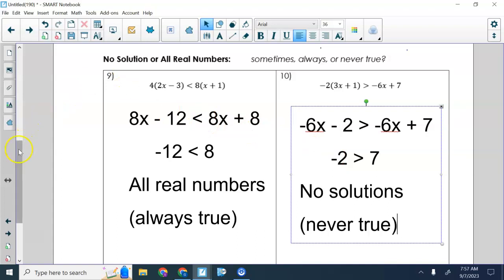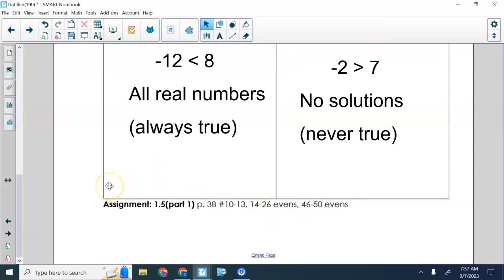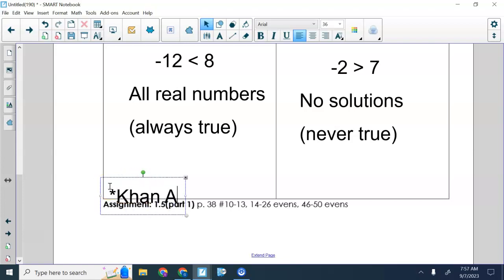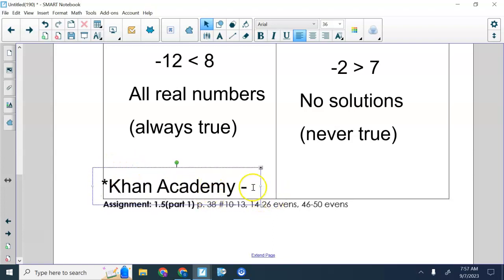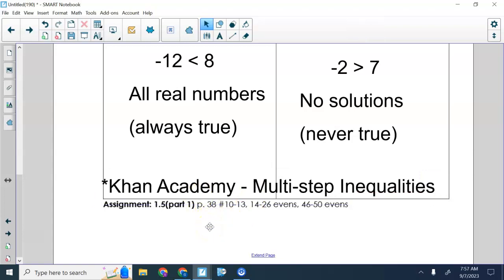All right. So your assignment is to do the textbook assignment on page 38, 1.5 part 1, 10 through 13, 14 through 26 evens, 46 through 50 evens. And then also, if you did not do the Khan Academy yesterday, you can work on the Khan Academy, which was multi-step inequalities. All right, email me if you need any help.